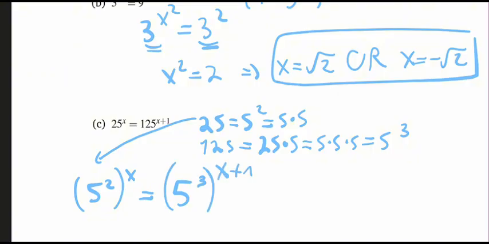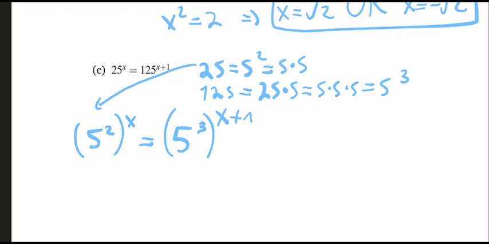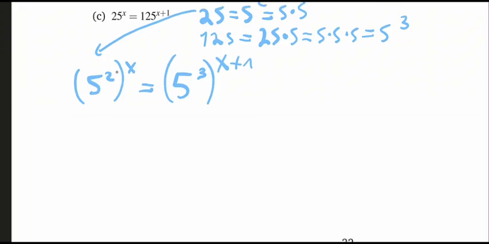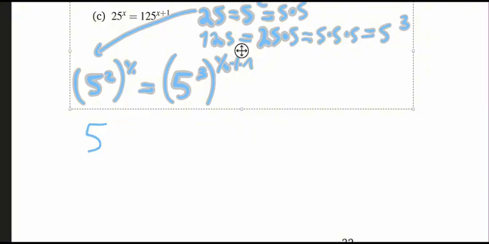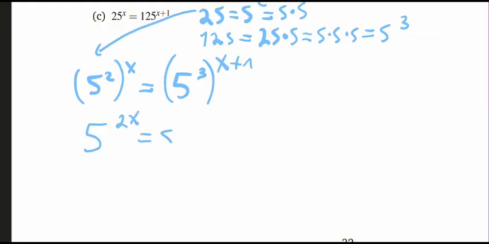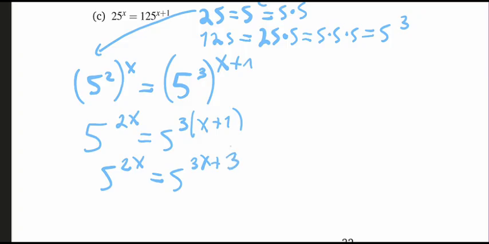Remember what we did when we have a power of a power? We multiply the powers. We multiply this and this, and we multiply this and this. So here we have 5 to the power of 2x is equal to 5 to the power of 3 times x plus 1. So that's going to be 5 to the power of 2x is equal to 5 to the power of 3x plus 3.